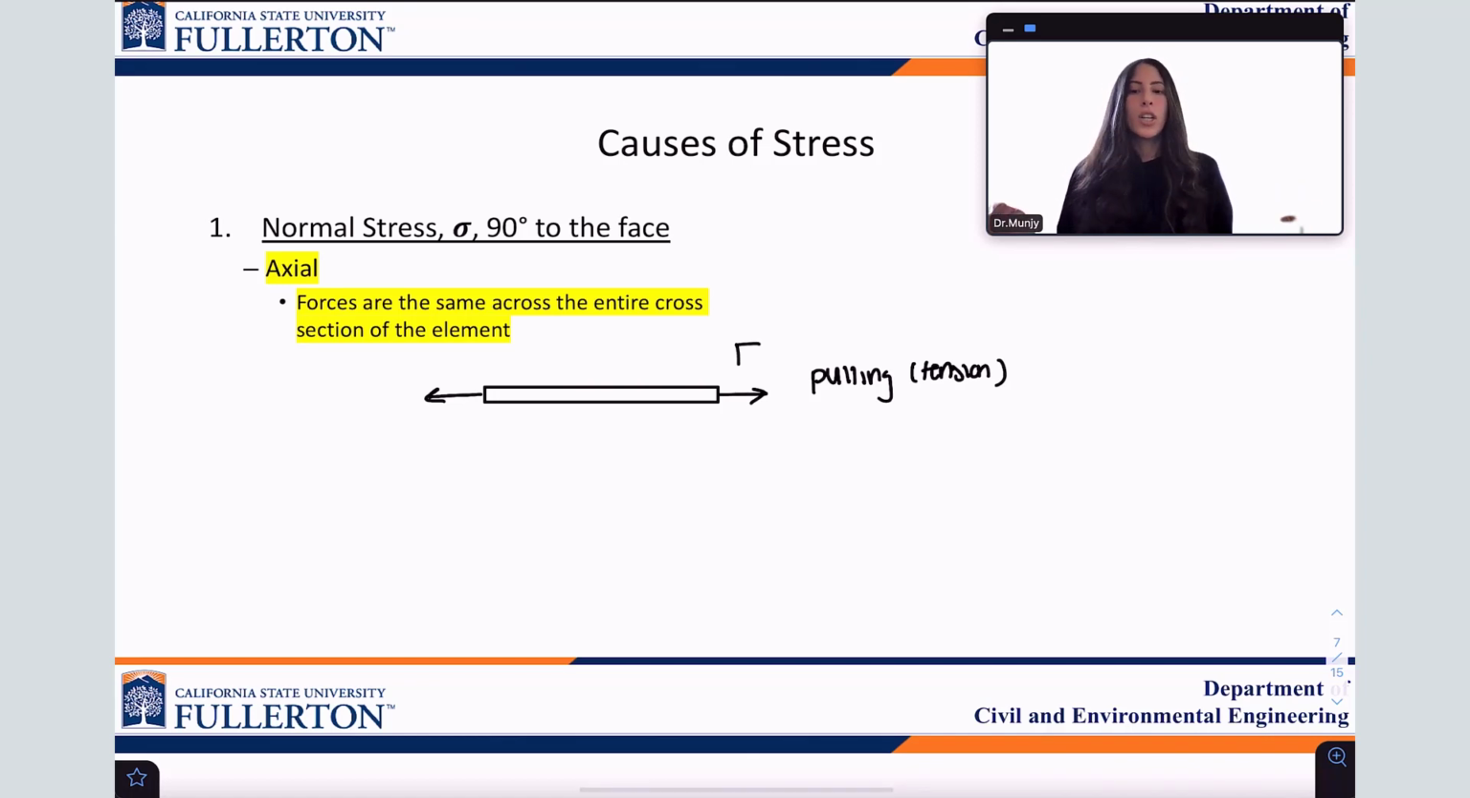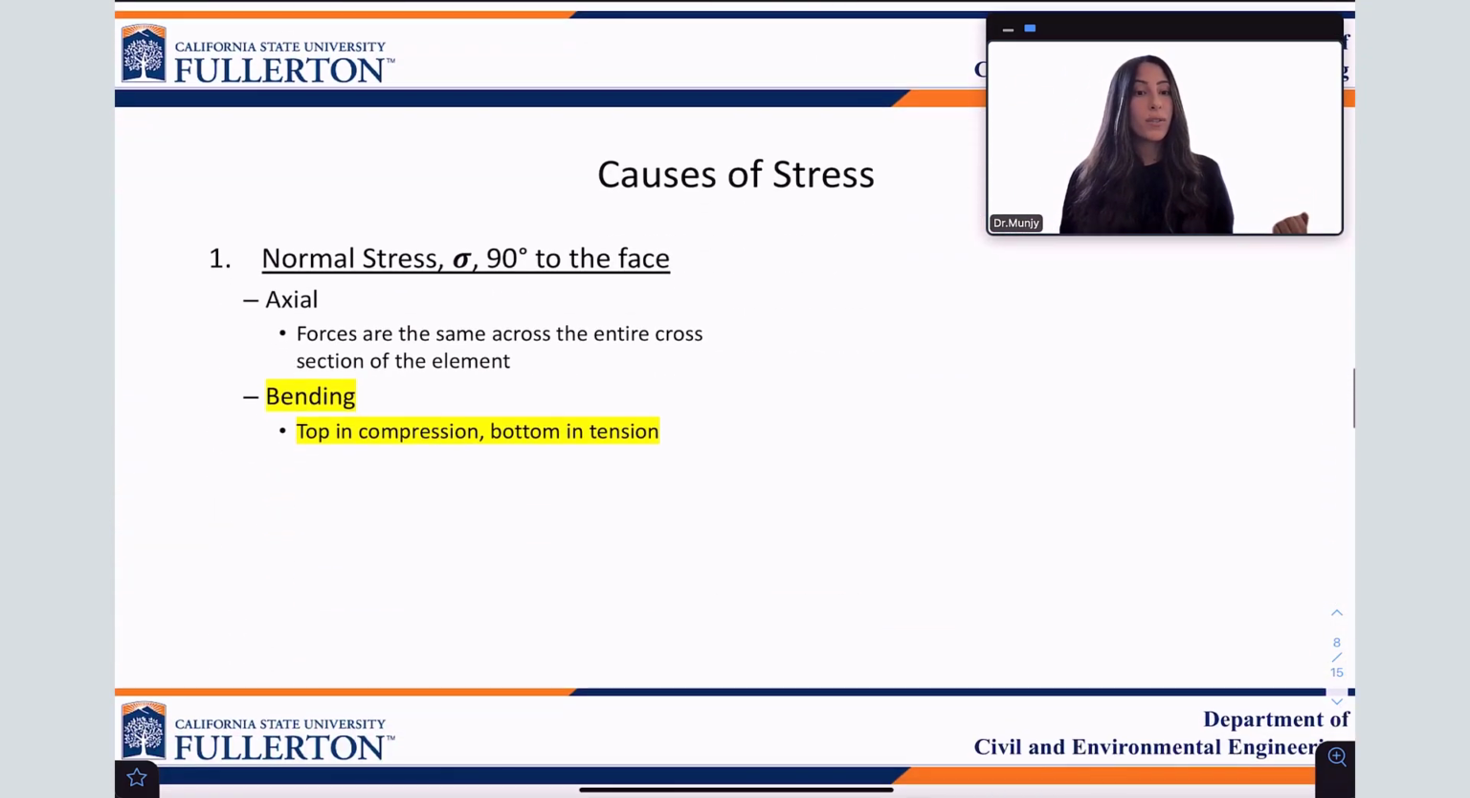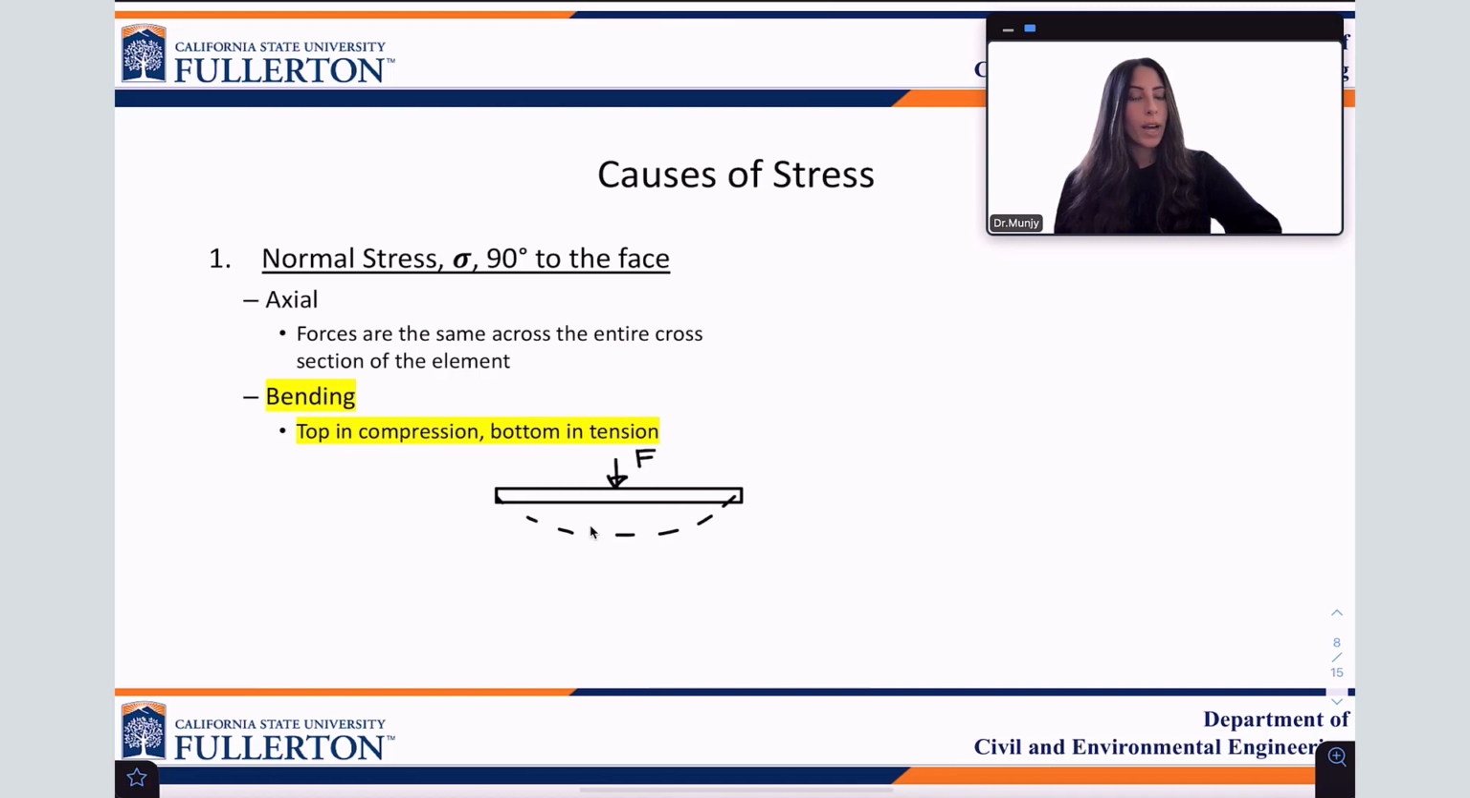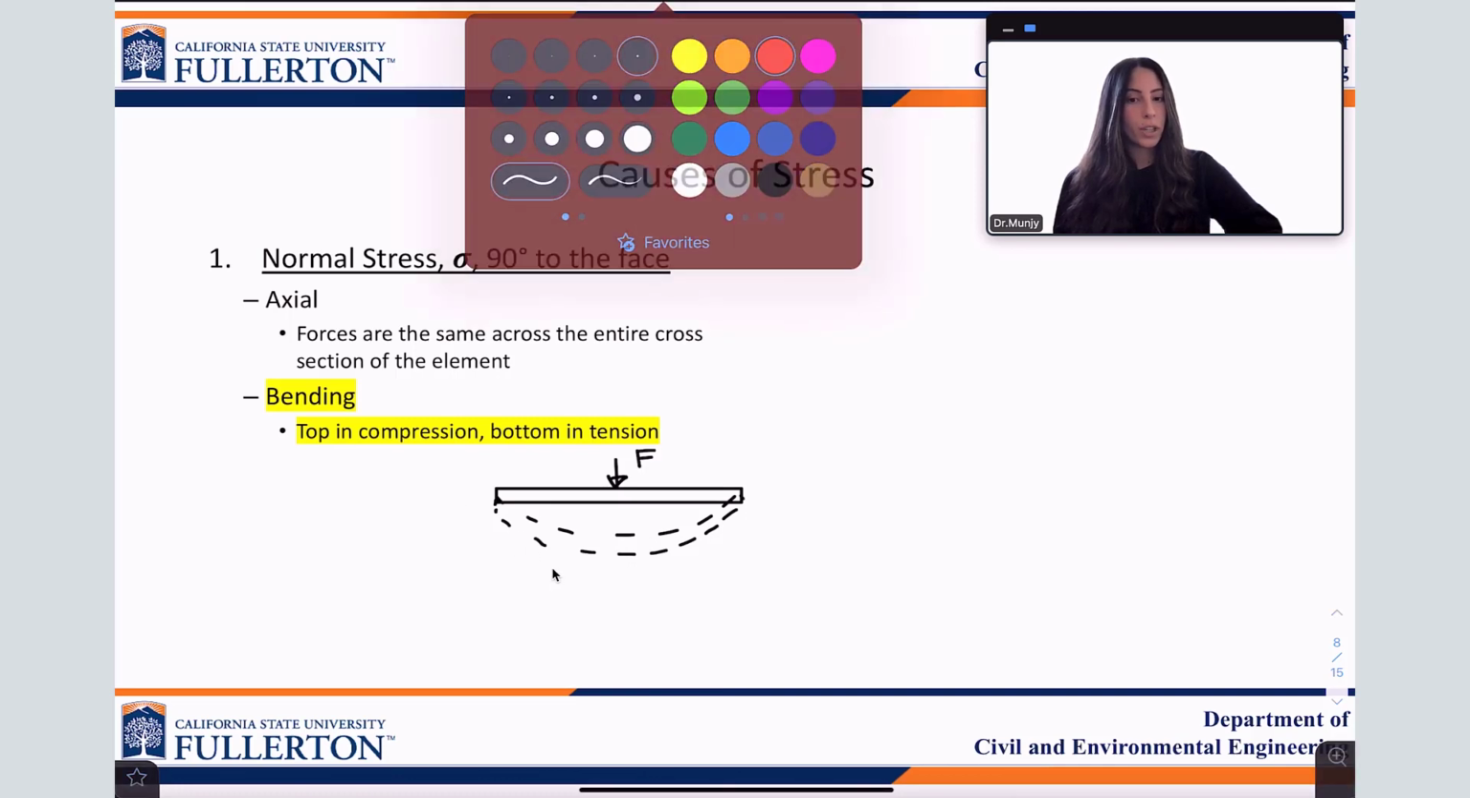Okay, so when we pull on this bar with force F, this is axial force, and this axial force leads to normal stress. The second category of normal stress that we have is due to bending. So let's say we have another bar and we apply a force F on the bar. The bar would deform in this shape here that's on the screen, right? It would have this curvature.